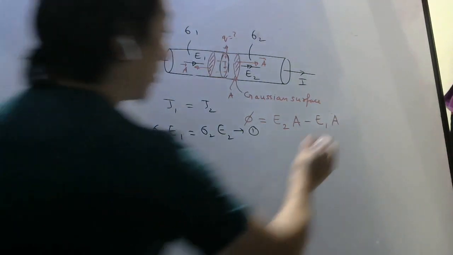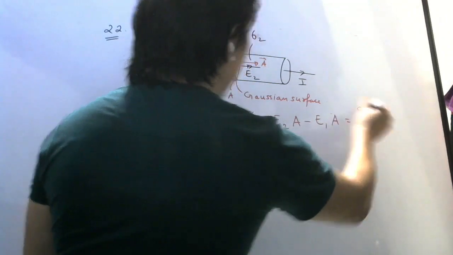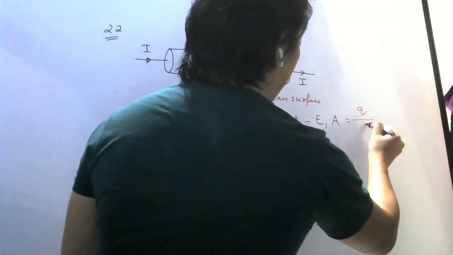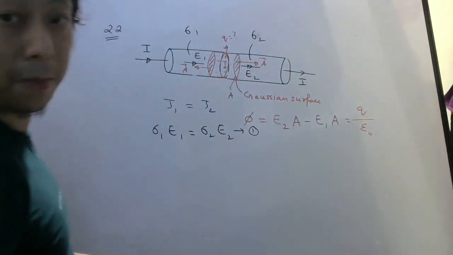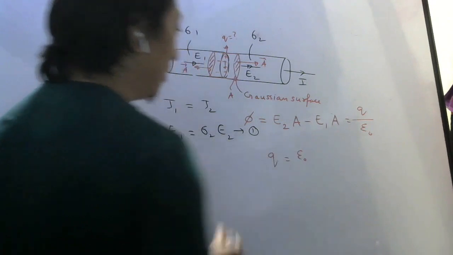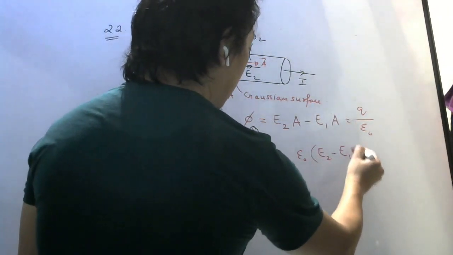According to Gauss law, this should be equal to charge inside, which they are asking you. Charge inside this is this charge, no? So charge inside divided by epsilon naught. Okay. So charge inside will be what? Epsilon naught into (E2 minus E1) times A.